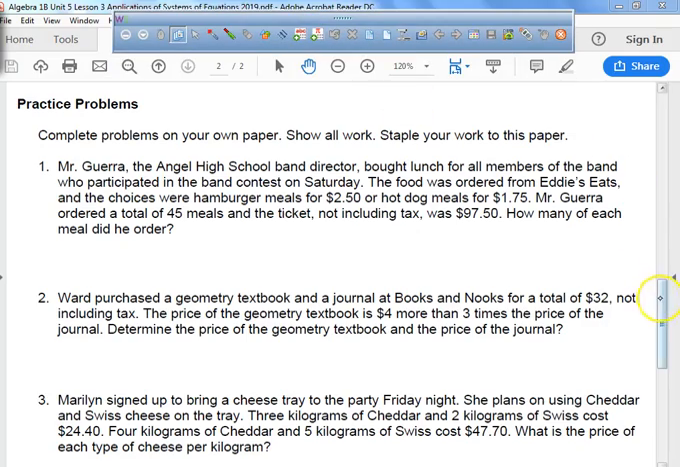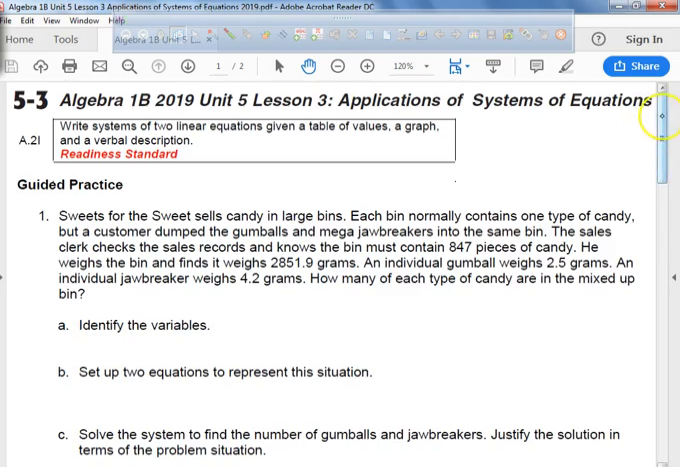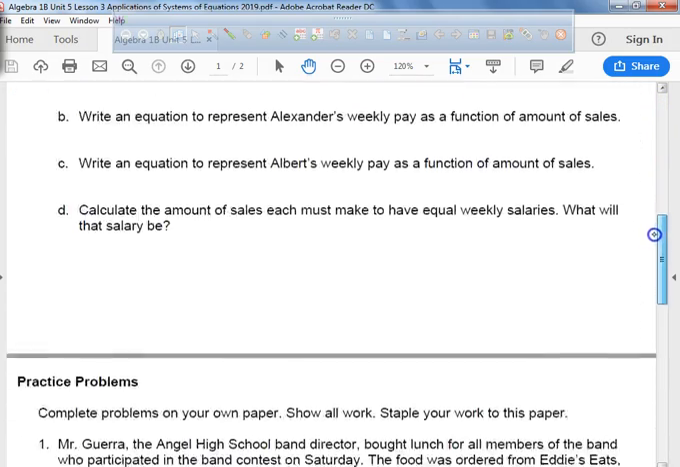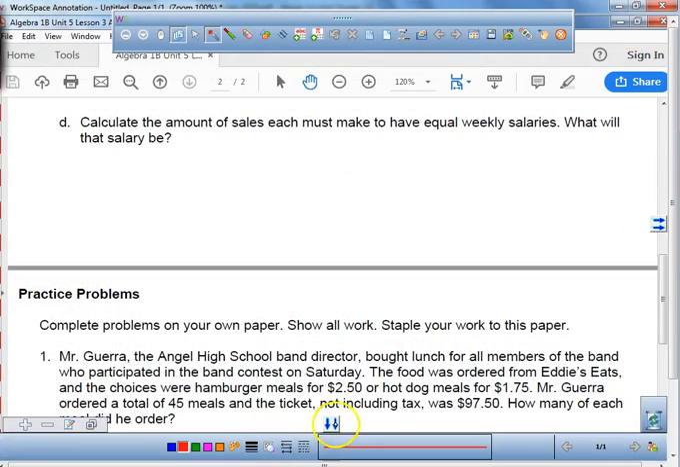Alright, yesterday we set up all of these practice problems for applications of systems of equations. So today we're going to go ahead and solve them. We're going to solve them one at a time. It's not going to take long.